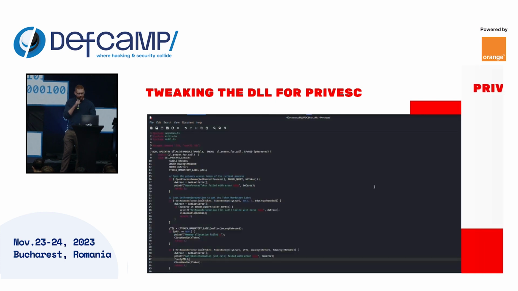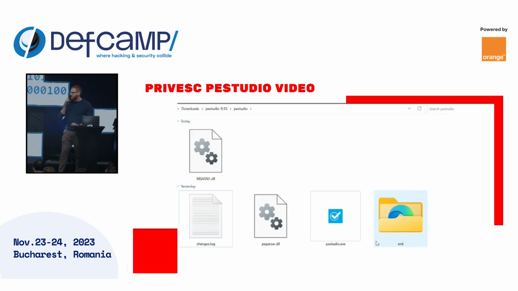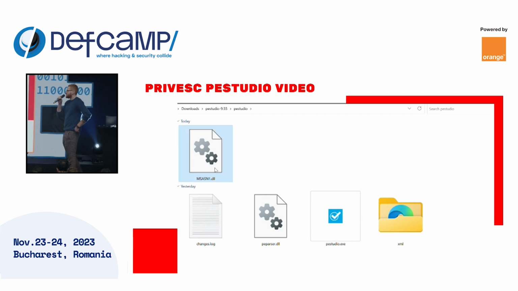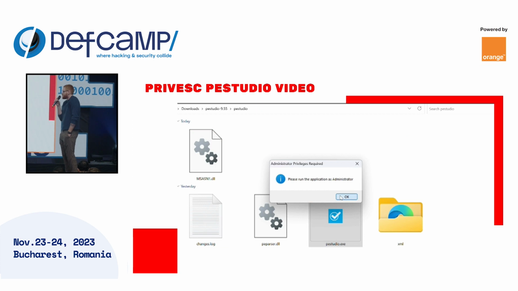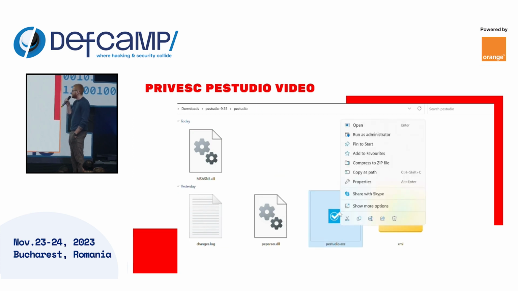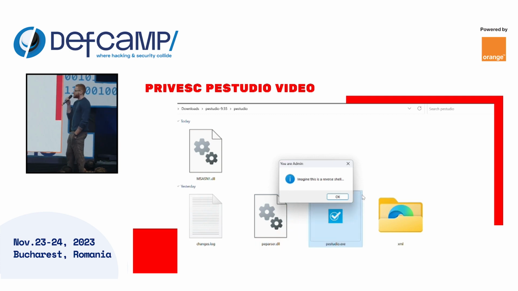But let's see it in action. So, I will paste my malicious file in the PE Studio folder as MSASN1. I shall run PE Studio, and I'm prompted to run as admin. Okay, I'm a good user. I'll run as admin. Okay, now imagine this is a reverse shell.